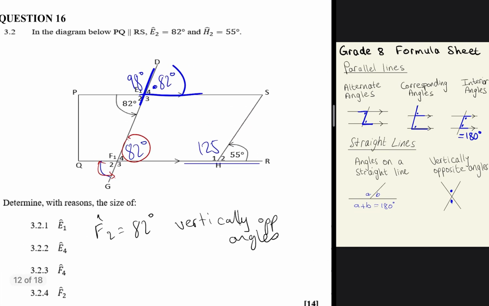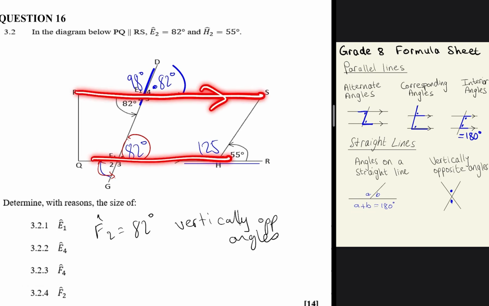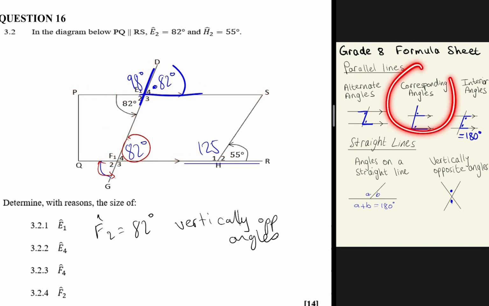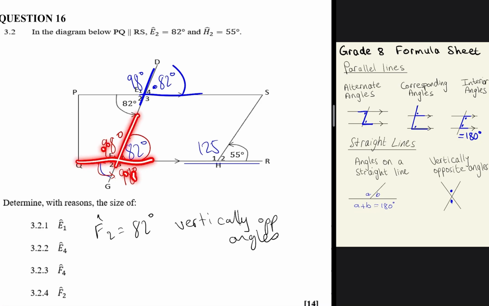Just want to show you another thing. Since these are two parallel lines, they could have also asked this angle over here, F1. These two angles are also corresponding angles. Therefore, F1 equals this 98, and again, the reason is also corresponding angles. So that's just different ways to do it. This one here is also 98, F3. Why? Because these two angles are vertically opposite, because here are the two straight lines and they are vertically opposite each other. That's why both of them are also equal to 98 degrees.